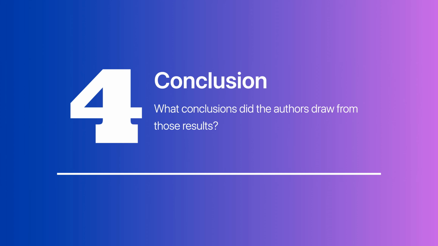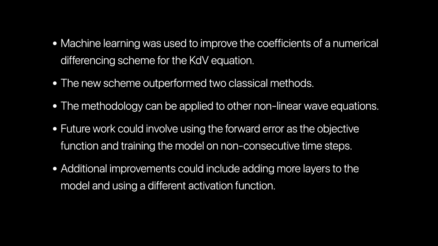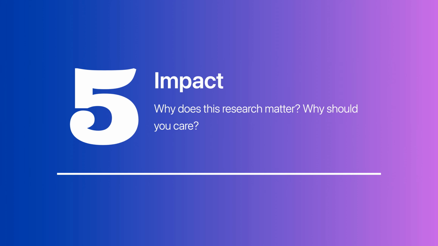4. What conclusions did the authors draw from their results? The researchers found that they could use machine learning to optimize the coefficients of a numerical differencing scheme for the KdV equation. The scheme they created, trained on a coarse grid, outperformed 2 classical methods. The methodology they used can be applied to other nonlinear wave equations. Future work could include using the forward error as the objective function, training the model on non-consecutive time steps, adding more layers to the model, and using a different activation function.